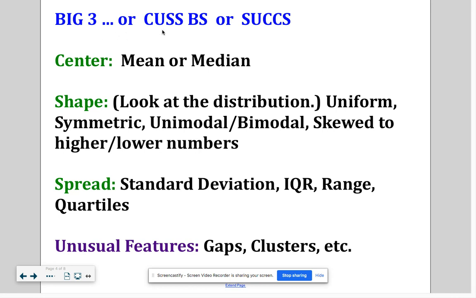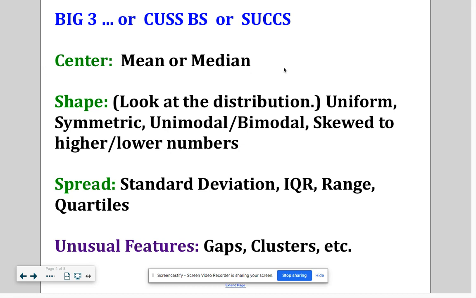Other teachers will use CUSBS a lot. Sometimes you'll see their acronym SUCS. They all mean the same thing. Basically, you'll see in all these, the big three, we're looking at center, shape, and spread to describe the data set. So the center is the mean or the median.